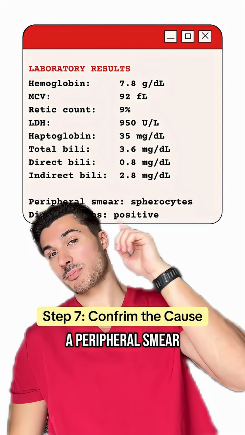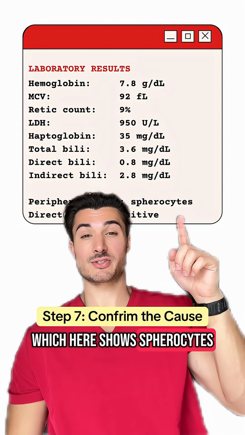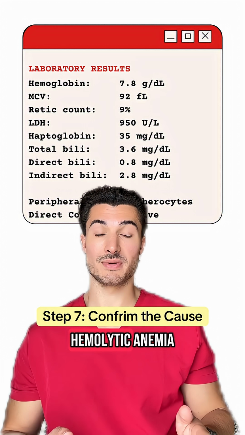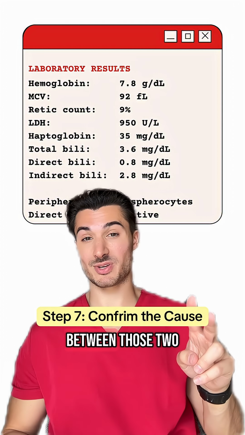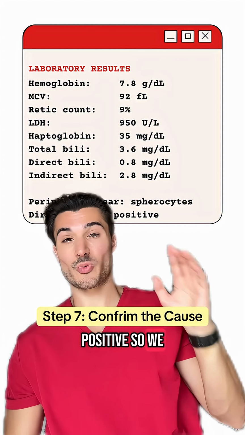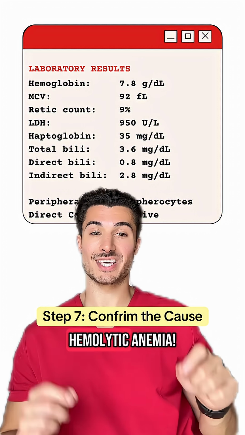Now, in our final step, we need to determine what is the cause of our extravascular hemolysis. And for that, we're going to get a peripheral smear, which here shows spherocytes. So you might be thinking hereditary spherocytosis or warm autoimmune hemolytic anemia. But to distinguish between those two, you're going to get a direct Coombs test, which here is positive. So we are thinking warm autoimmune hemolytic anemia.